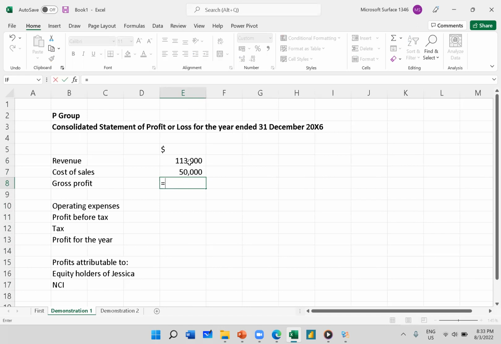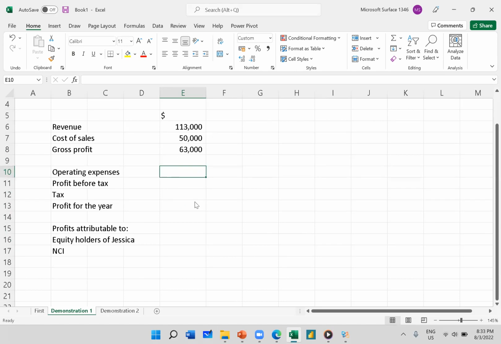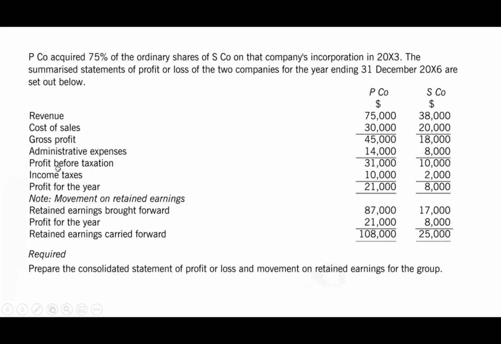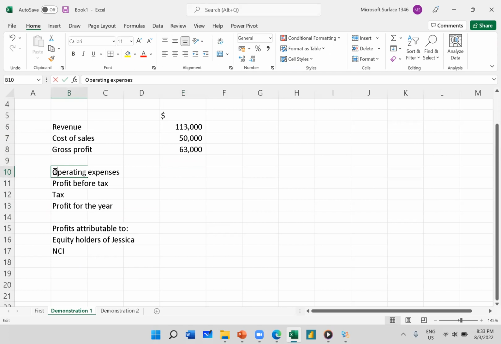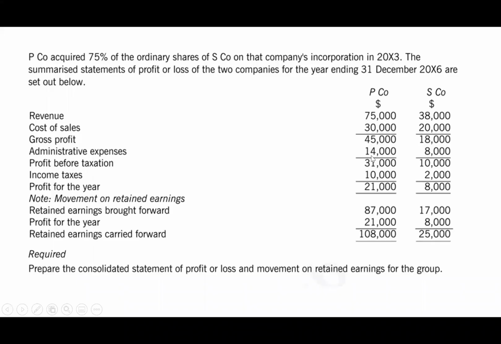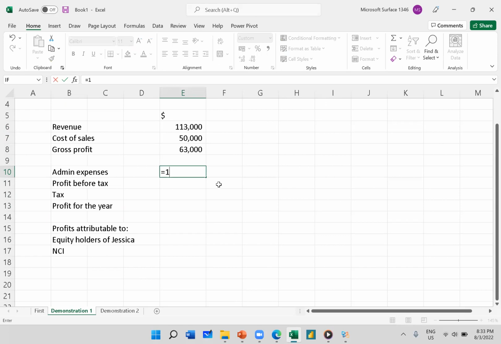And this is definitely easy. Revenue minus cost of sales, you get your gross profit. And then operating expenses. This is a bit different in my pro forma, so I'm going to change it to admin expenses, but the working is still the same. 14,000 and 8,000. Just total up everything.